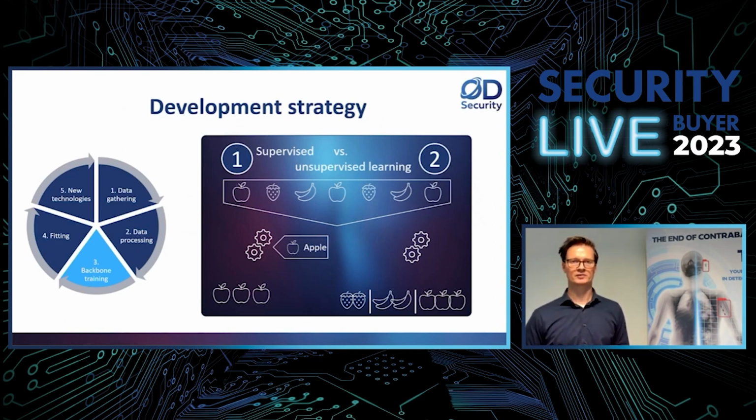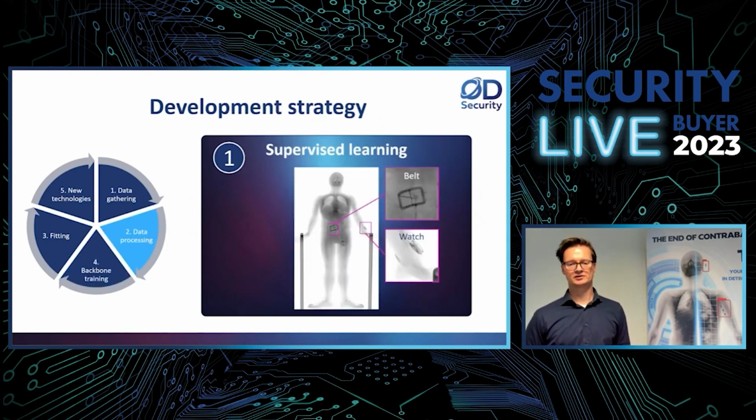Now, what does that mean from a development standpoint, where we are in the application, so with X-ray images for prisons? If we have supervised learning, we would train the algorithm saying, all right, this is, for instance, a belt, this is a watch, and every time something similar passes by, the algorithm would say, all right, I found a belt, I found a watch. And the same would be true with contraband like knives, etc.